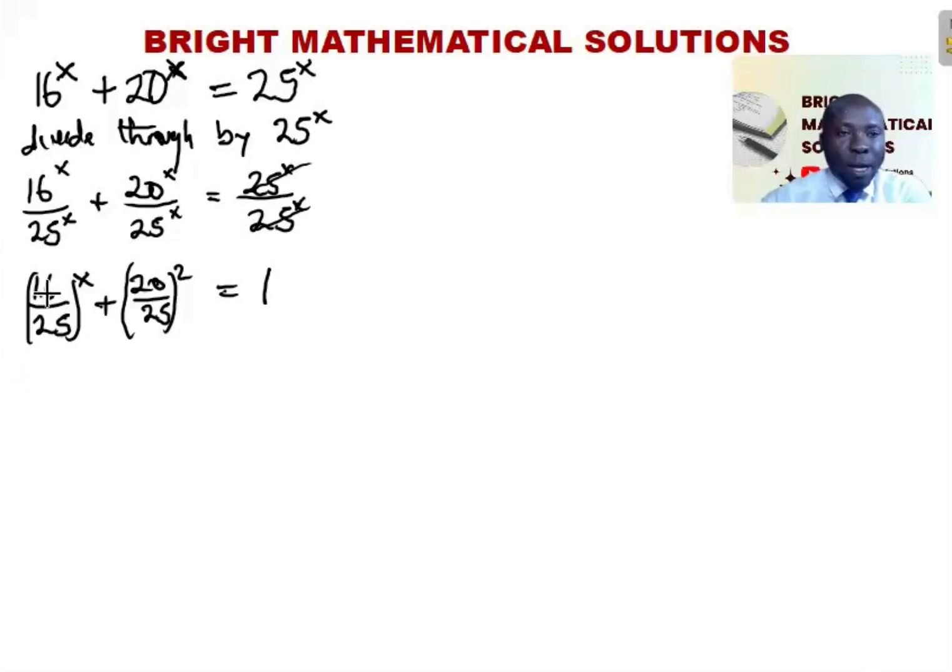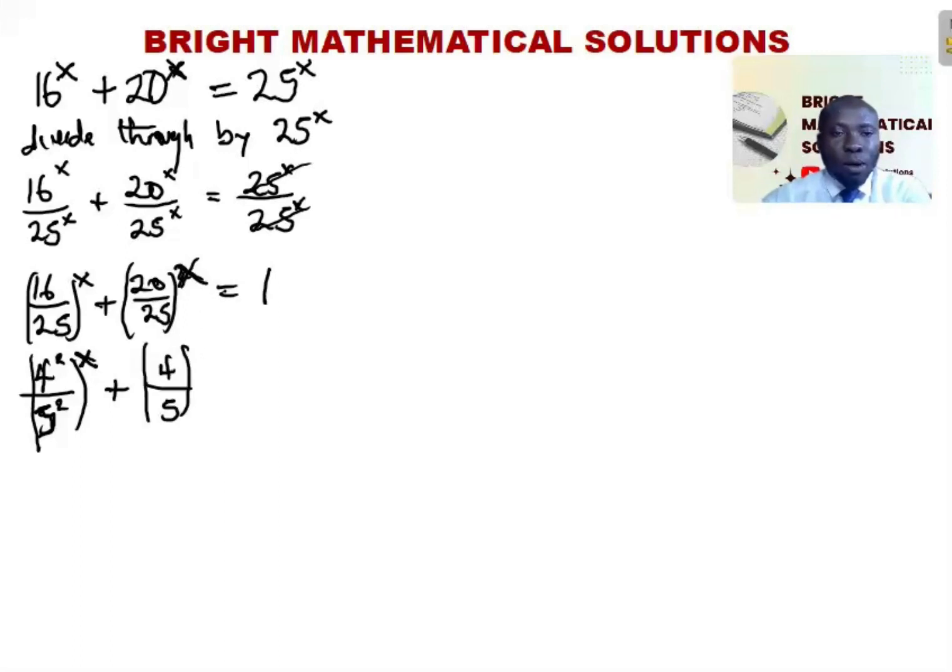We can work through by reducing this to become 4 raised to the power 2 over 5 raised to the power 2. Recall that 16 is 4 raised to the power 2, 25 is 5 raised to the power 2. I'm just trying to simplify such that I can have an equation that represents the entire expression. Now plus this, we can divide. 5 in 20, that's 4. 5 in 25, that's 5. Sorry, this is raised to the power of x. So all raised to the power of x equals 1.